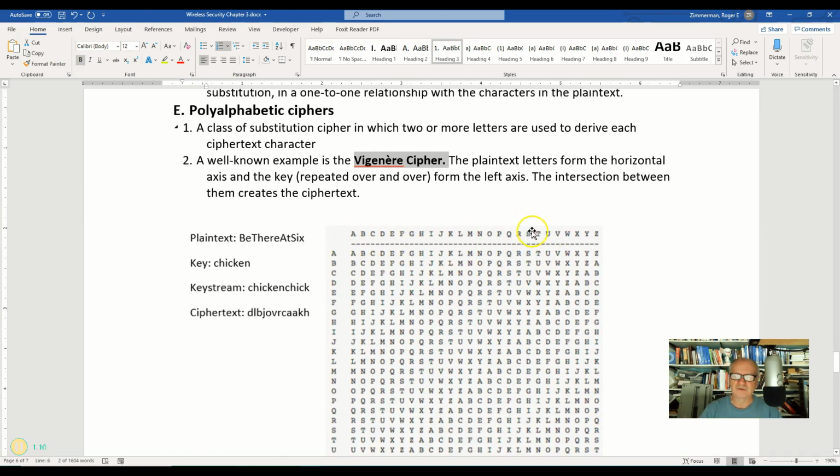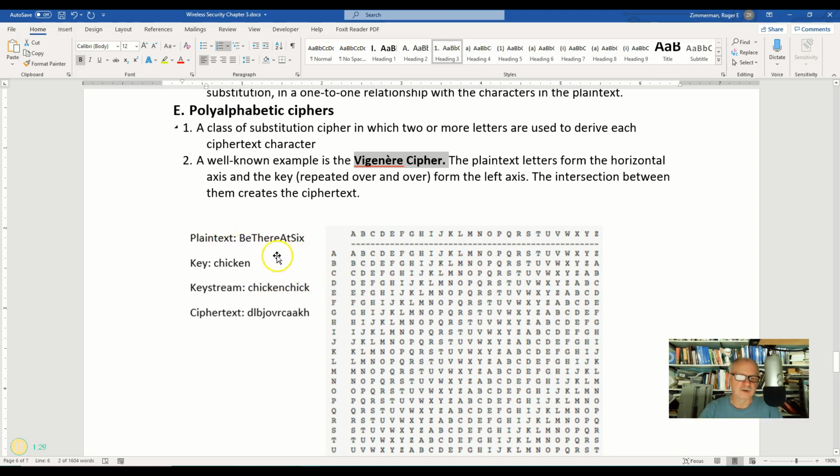I've got my letters, A through Z, at the top. These are my plain text letters. And then I've got a key. And my key here is chicken. And if I just take these, I make a key stream by adding chicken, chicken, chicken, chicken, chicken until I run out of text up here.